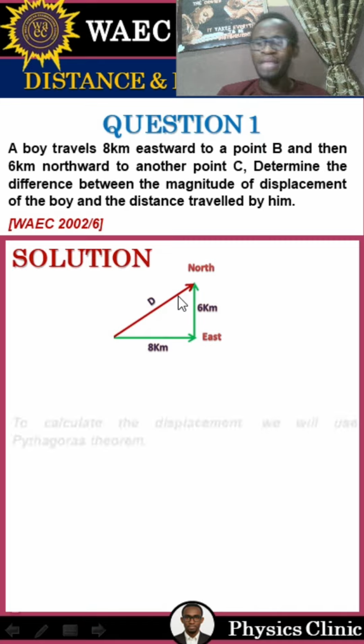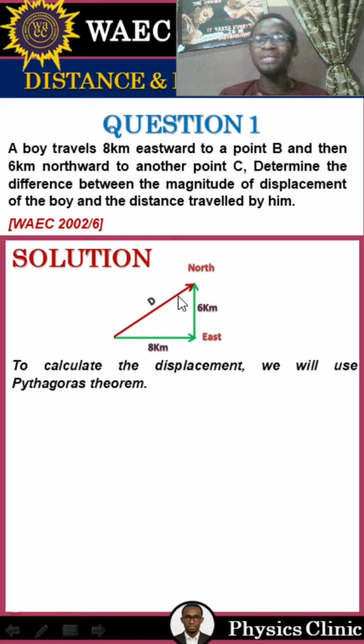Now if you look at this, how do we solve this? To calculate the displacement, you see that this is a right angle triangle, and every right angle triangle can be solved making use of Pythagoras theorem. And what is Pythagoras theorem? Hypotenuse squared is equal to opposite squared plus adjacent squared. Now the displacement becomes our hypotenuse. So it means that this square should be equal to 8 squared plus 6 squared.